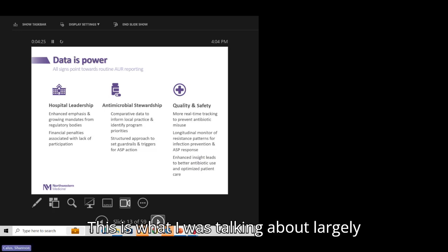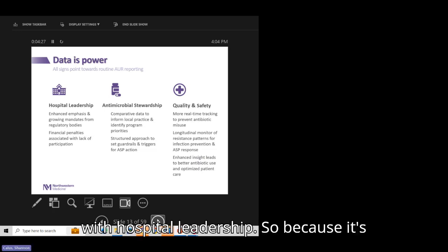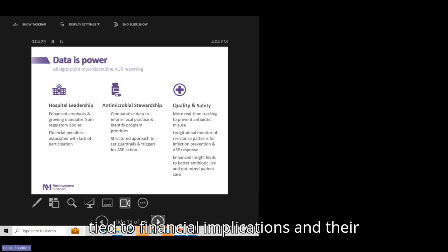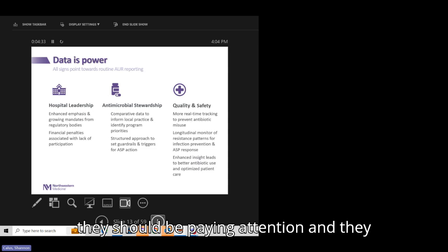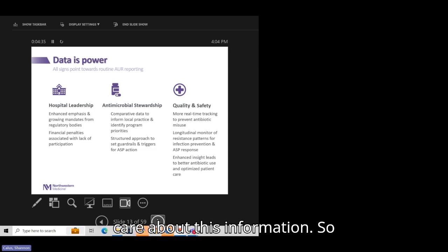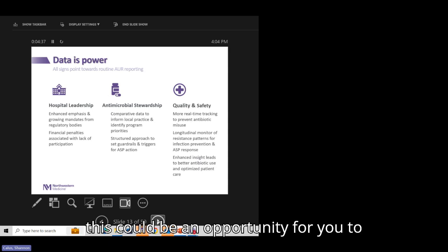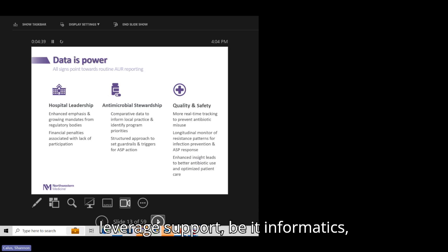This is what I was talking about largely with hospital leadership. Because it's tied to financial implications and there are growing mandates from regulatory bodies, they should be paying attention and they care about this information. So this could be an opportunity for you to leverage support, be it informatics, IT, or extra liaisons with the micro lab. These things could help you have a better relationship with AUR.